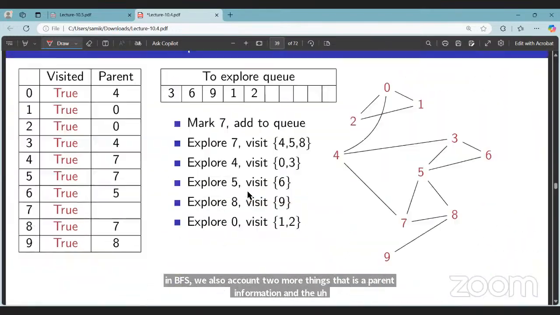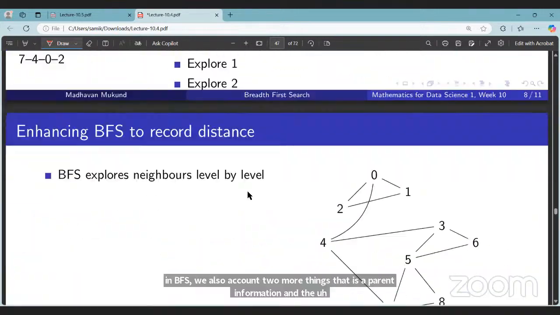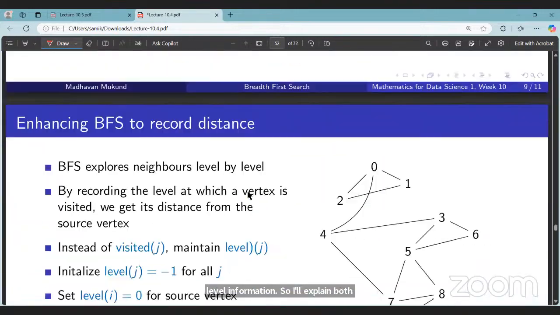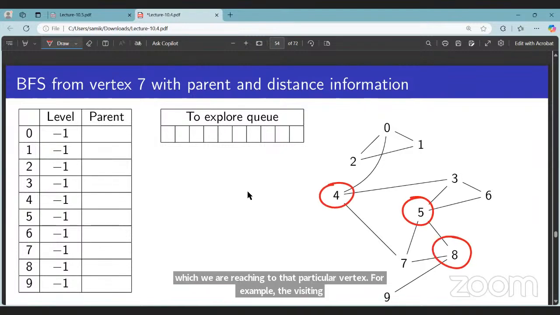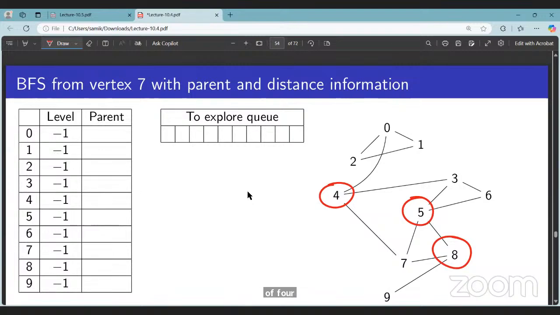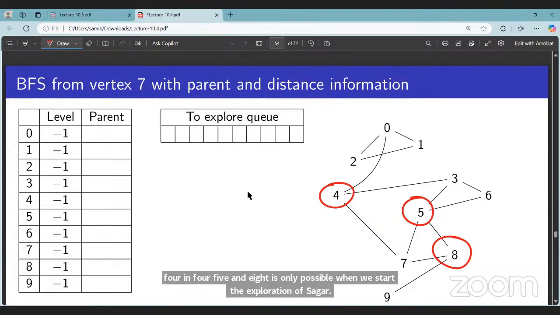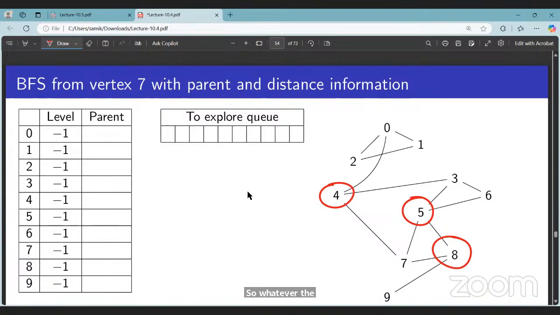So I'll explain both using one single step. Parent information is nothing but that vertex from which we are reaching a particular vertex. For example, the visiting of 4, 5, and 8 is only possible when we start the exploration of 7. Whatever vertex we want to visit, we have to find the vertex which causes the change in the visiting state of that vertex. For example, the parent of vertices 4, 5, and 8 will become vertex number 7.